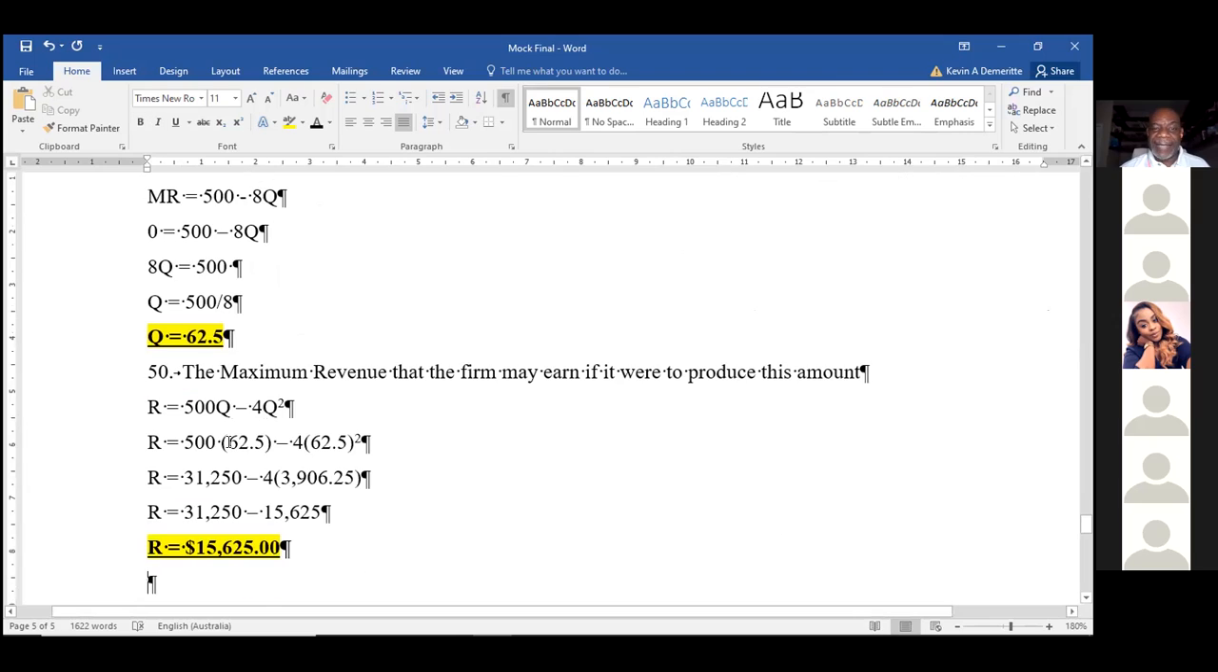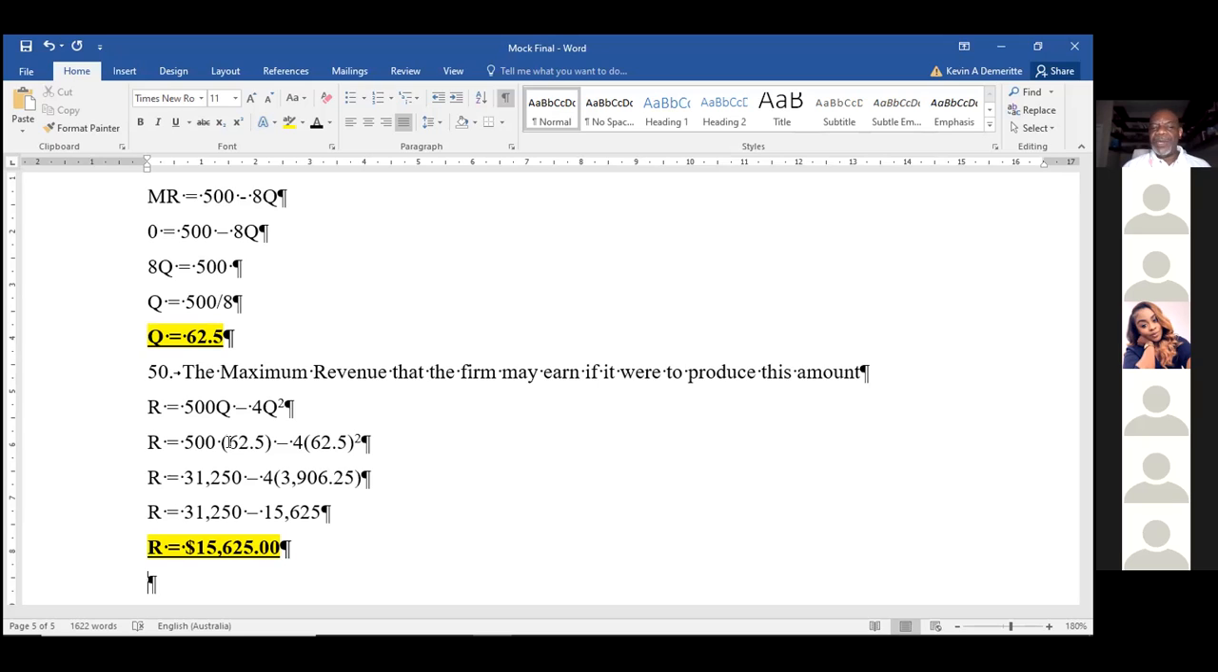Question 50 then asks us, what is the maximum revenue that the firm will earn if it were to produce this amount that you just said they should produce? They want to know what the maximum revenue is. We said maximum revenue is attained when marginal revenue is equal to 0. So now that tells us how much we want to produce. Now that we know how much we're supposed to produce, we should take that amount and stick it into our revenue equation, and that will tell us how much money we will actually make if we were to produce that amount.